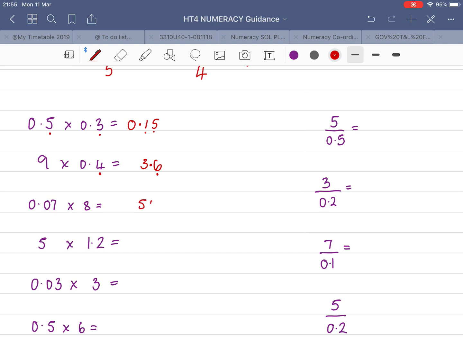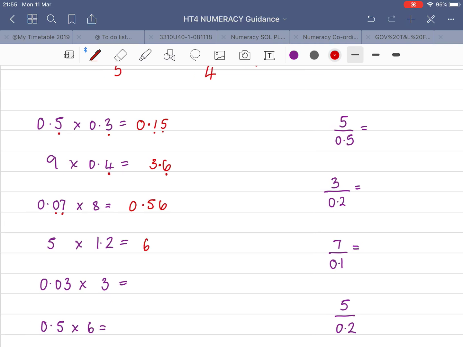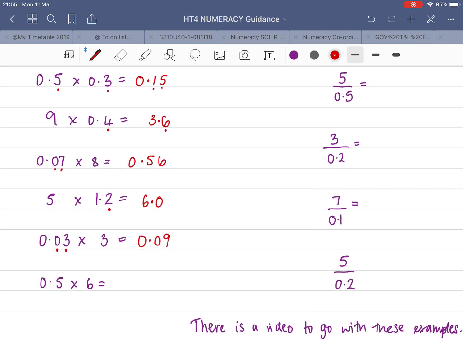7 8s are 56. There are 2 decimal places at work in the question, 2 in our answer. 5 12s are 60. 1 decimal place in the question, so 1 in the answer. 3 3s are 9. 2 in the question, 2 in the answer. That time I was required to put my own 0 in to keep to the rule of having the 2 decimal places. And the last one, 5 6s are 30. 1 in the question, so 1 in the answer. So the answer is actually 3.0 or just 3.